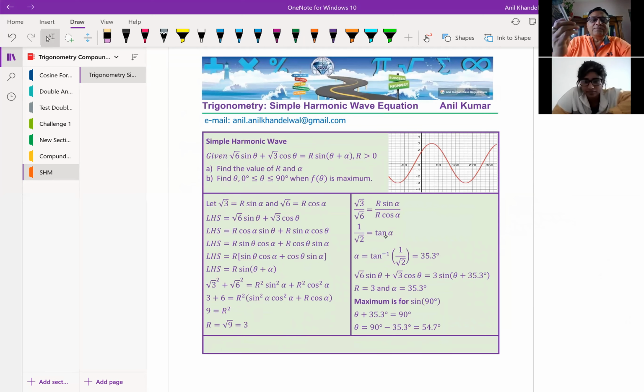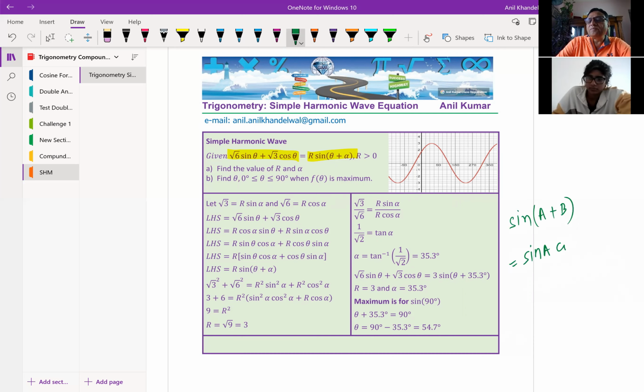Now let us take another example. This time we have sine and cosine. First we have written sine, then cosine. But the equation says you have to write in terms of sine, and it's plus alpha, sin(theta plus alpha). The sine formula is sin(A plus B) equals sin A cos B plus cos A sin B. If it is negative, then the correspondences are the same. Is it okay?